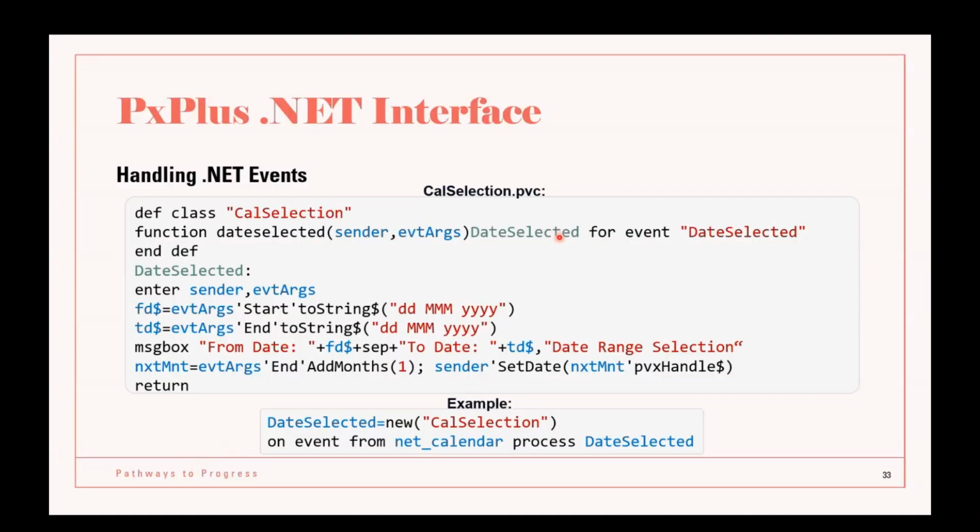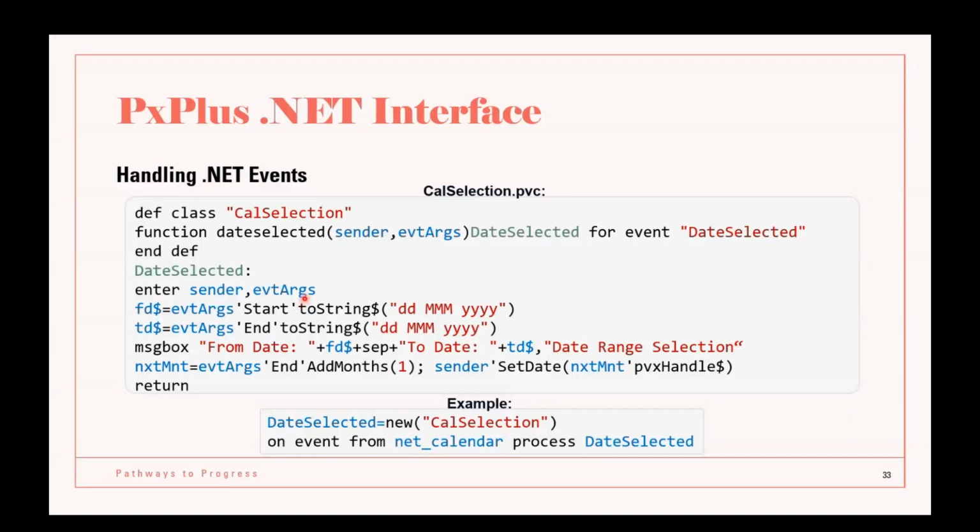So here is an example of simple code for an object event handler. In this case, the object definition is very simple. It's just defining one method, date selected, which has 2 arguments, our sender and event args. And then we have the syntax for event and the name of the event we want to subscribe to. So then it's pointing at the date selected label. So here's the actual code we want to run when the date selected event is triggered.